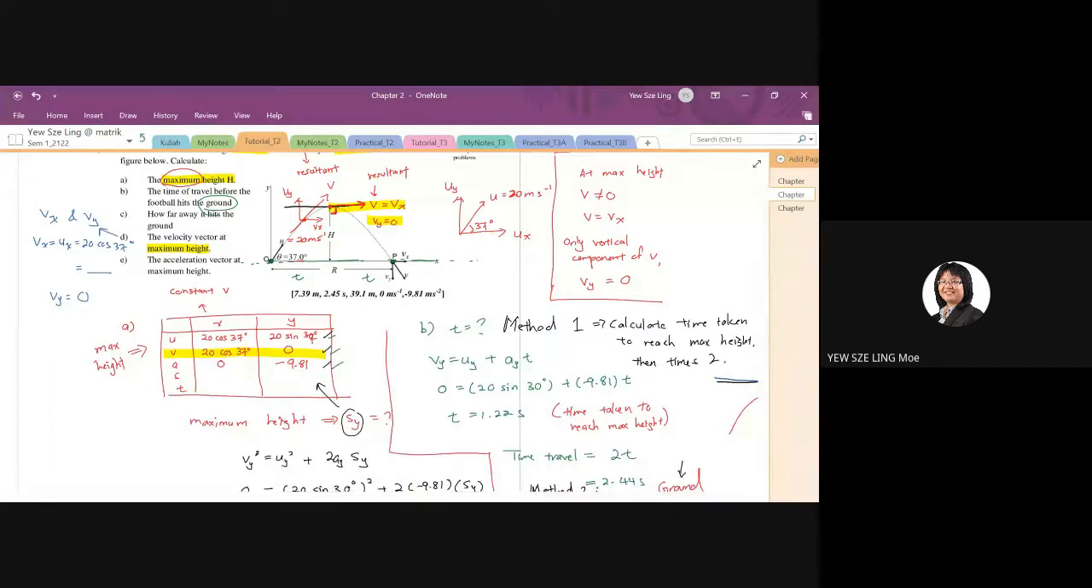Then how about the acceleration vector? The acceleration vector is very simple. Ax and Ay are fixed values.